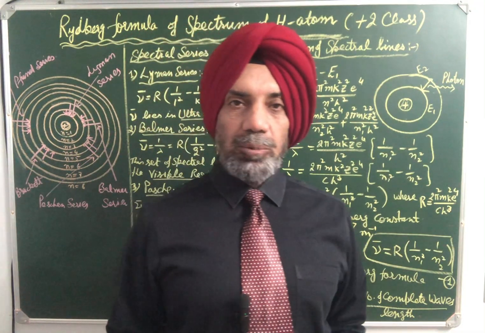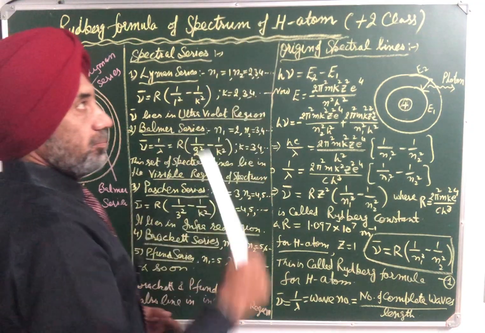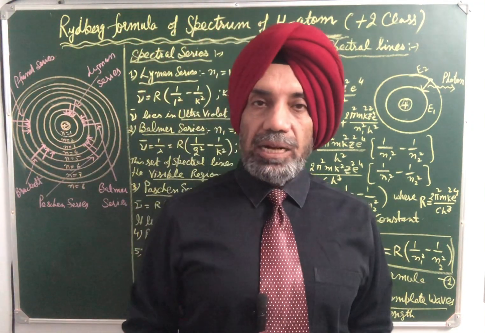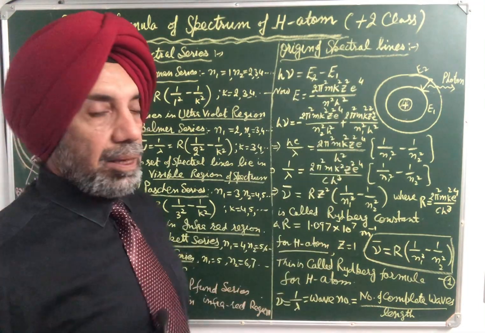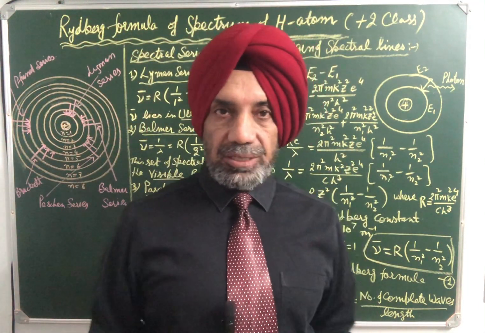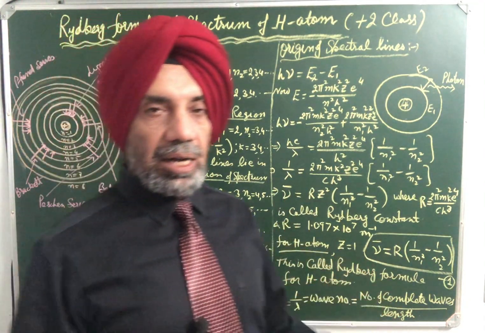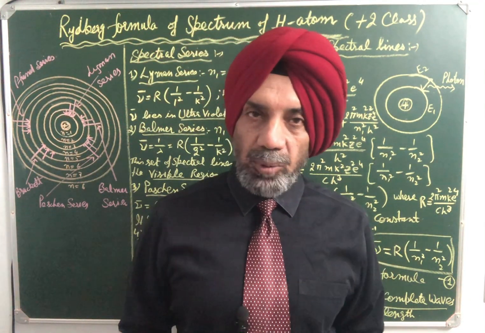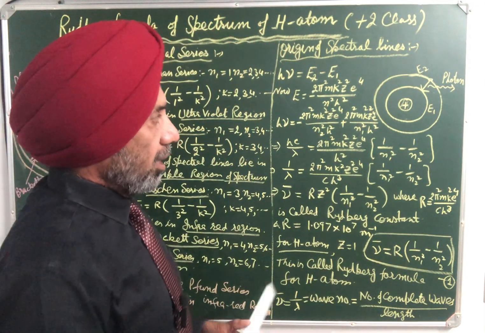So in this video I am going to discuss the Rydberg formula of the spectrum of a hydrogen-like atom. So first of all, what is the origin of spectral lines? How are spectral lines produced? So we have derived the expression for the Rydberg formula, that is for wavelength and hence wave number.